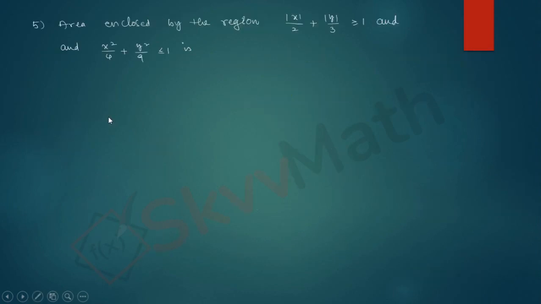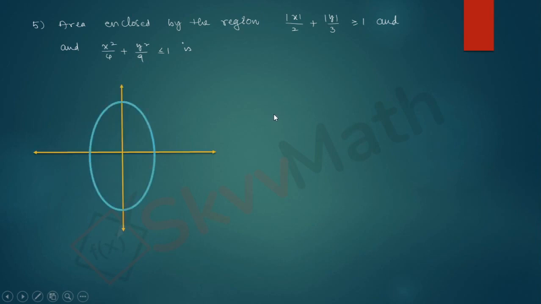We have to find the area enclosed by the region |x|/2 + |y|/3 greater than or equal to 1, and x²/4 + y²/9 less than or equal to 1. If you identify this, it is in the form of x²/a² + y²/b² = 1. So here a² is 4 and b² is 9. So therefore a is 2 and b is 3. Right. So first we will draw the ellipse now. So this is the ellipse, where a value is 2 and b value is 3. So these are the numbers we have: minus 2 to 2 and minus 3 to 3.